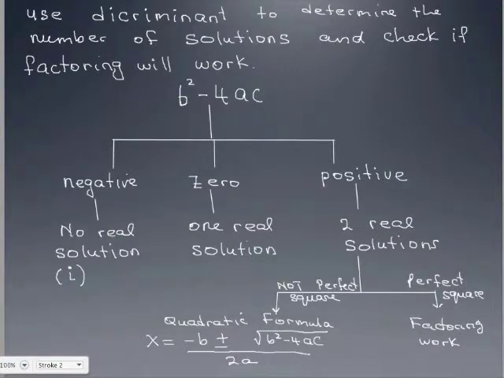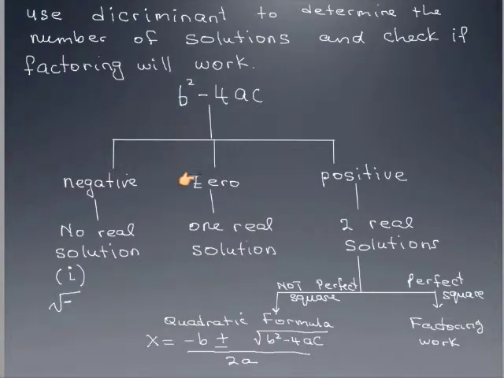It is best to use the discriminant to get some information about your quadratic equation before you factor it. So here's your discriminant, b squared minus 4ac. Now, if you plug in the numbers and your answer is negative, that basically means it has no real solution. Your solution will have an i in it. In other words, you'll end up with a negative square root.